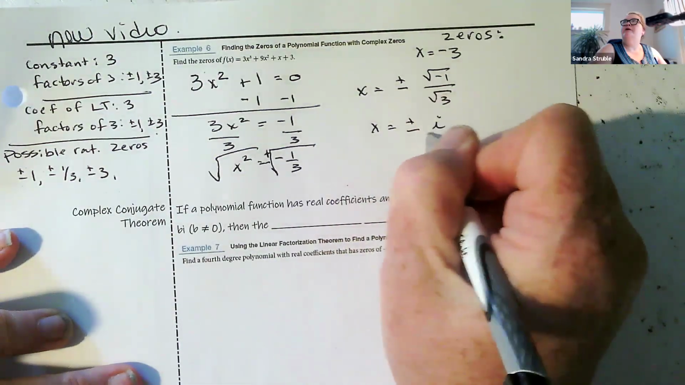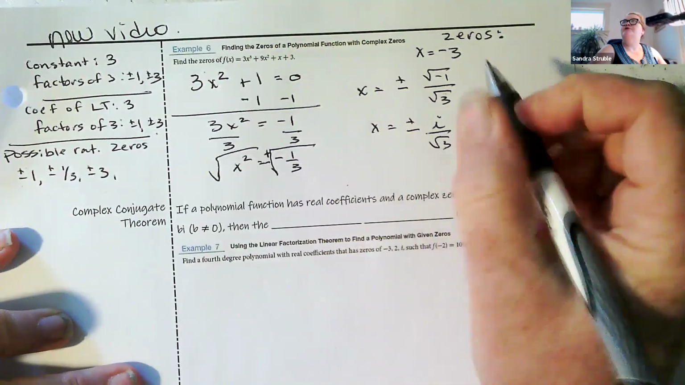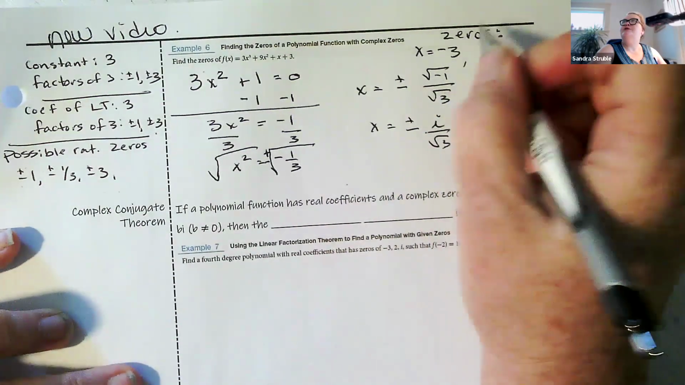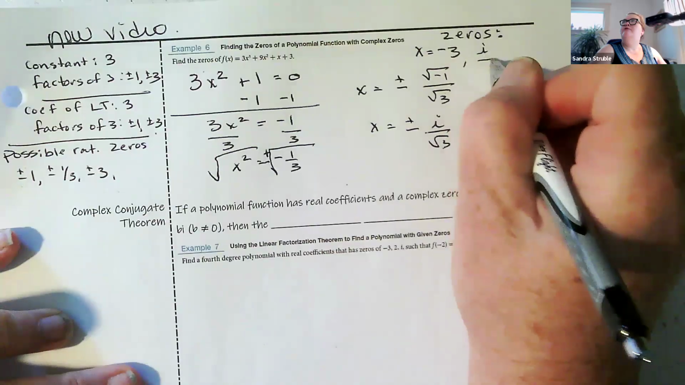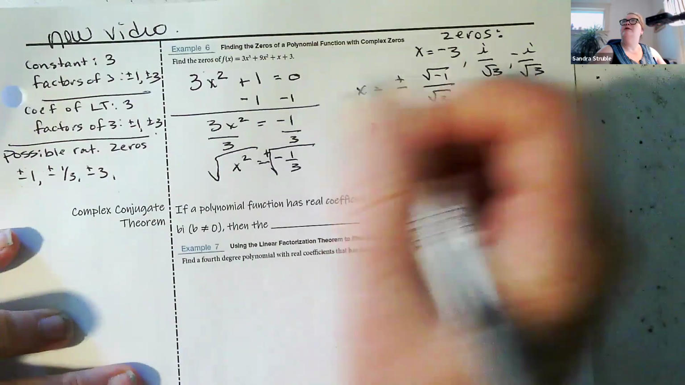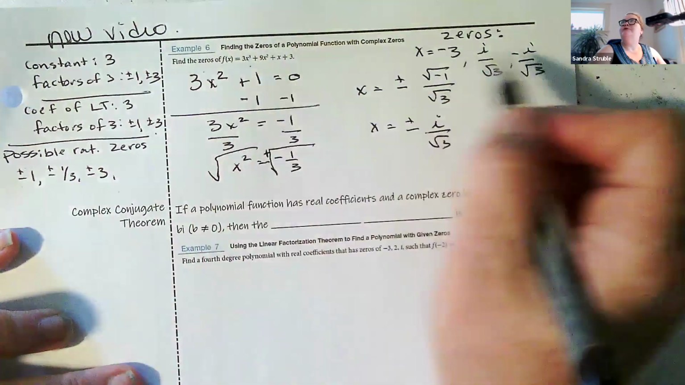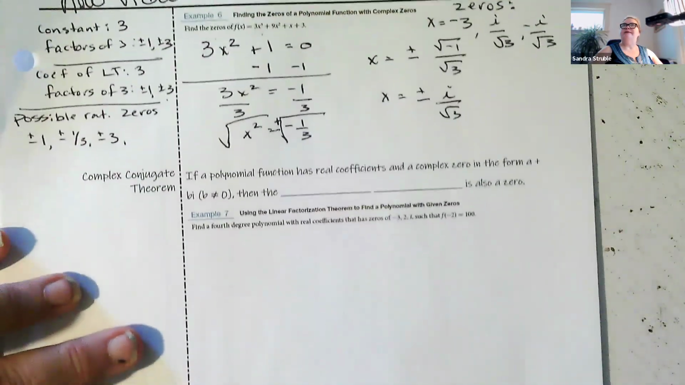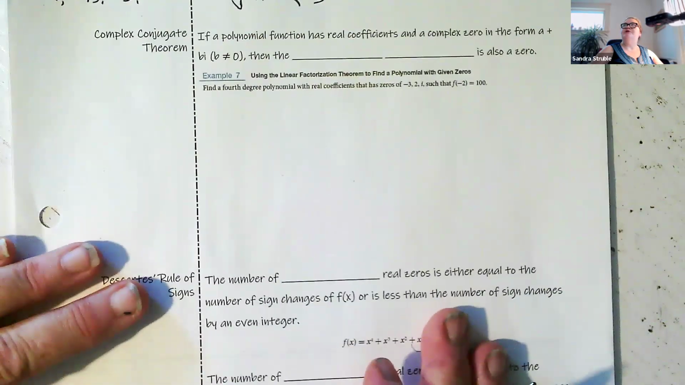which is plus or minus the square root of -1 is i over the square root of 3. So those are my other 2 zeros. i over the square root of 3 and negative i over the square root of 3. And we needed 3 zeros and we got them. All right. There's the complex version.